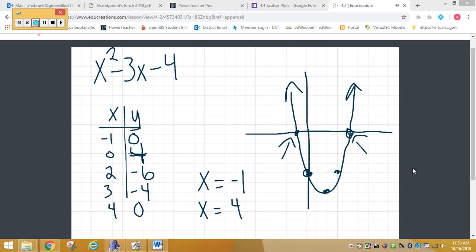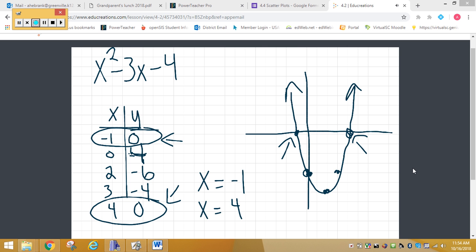Now, if you're smart enough, you might have already seen a little shortcut. The shortcut is, if you look at your table, your x-intercepts are where the y value is 0. So if you want to skip the graphing part and just look at your table and see, hey, right there, there's my answer, -1, 0, and right there, 4, 0. I'm totally okay with that, unless the instructions specifically say graph it, okay?